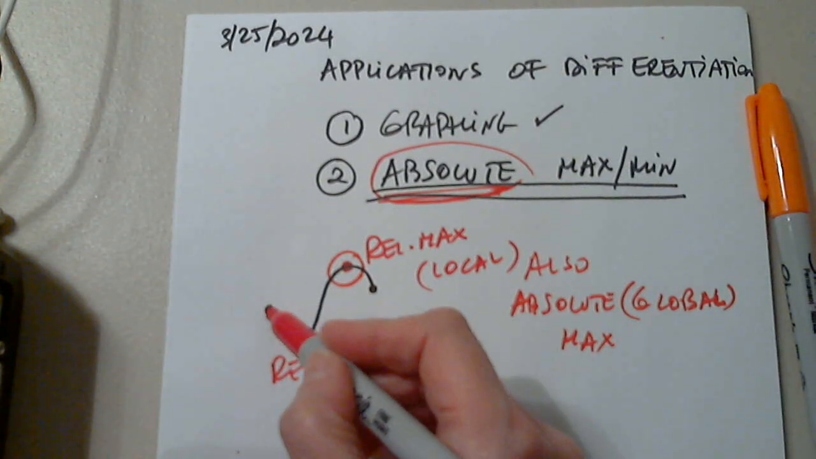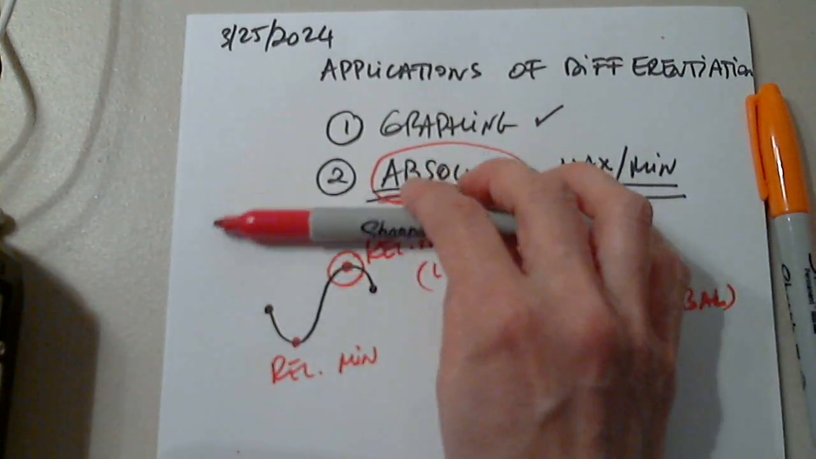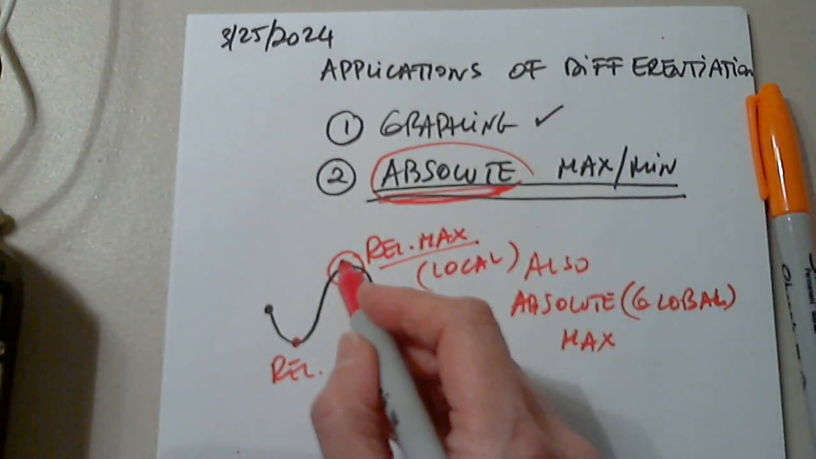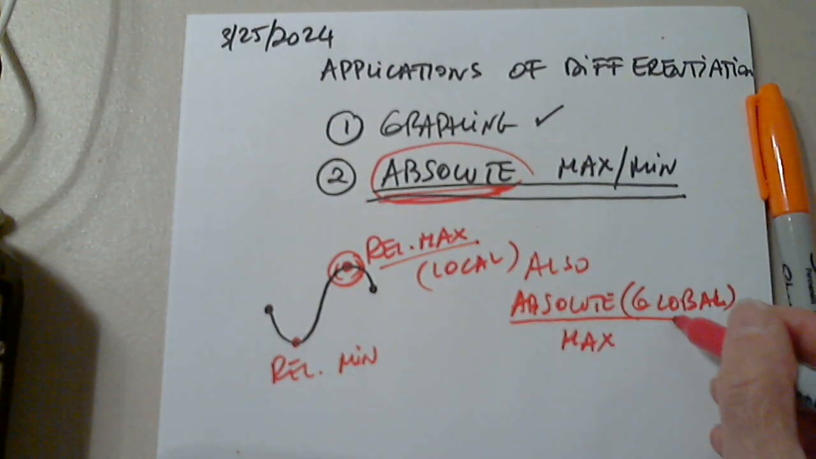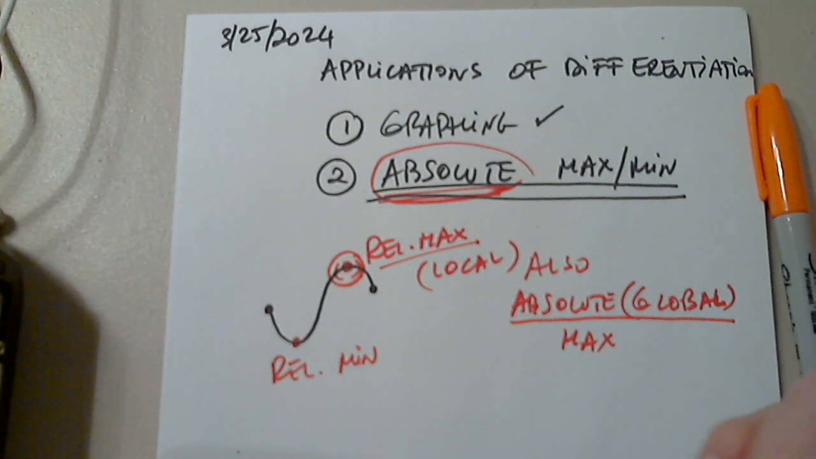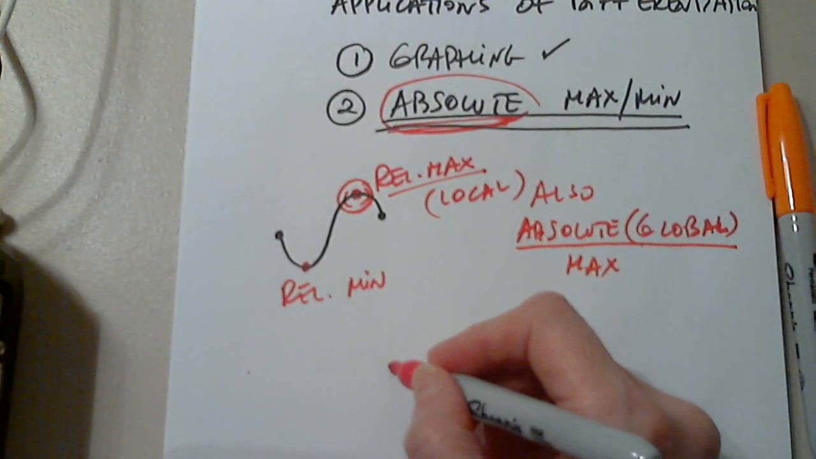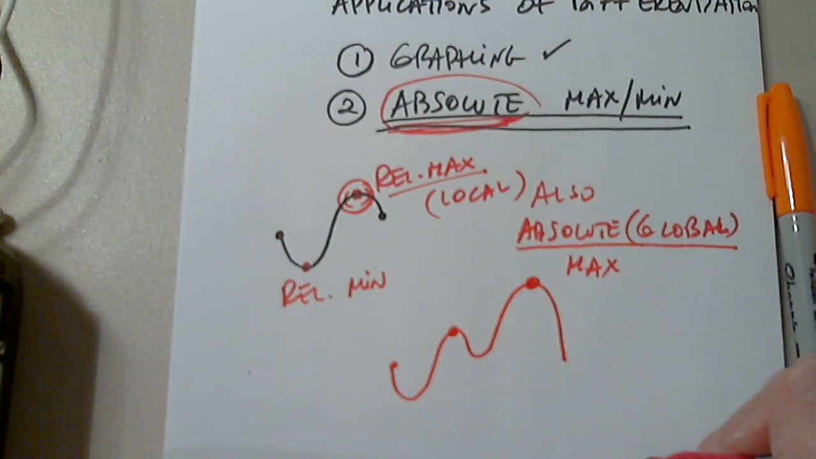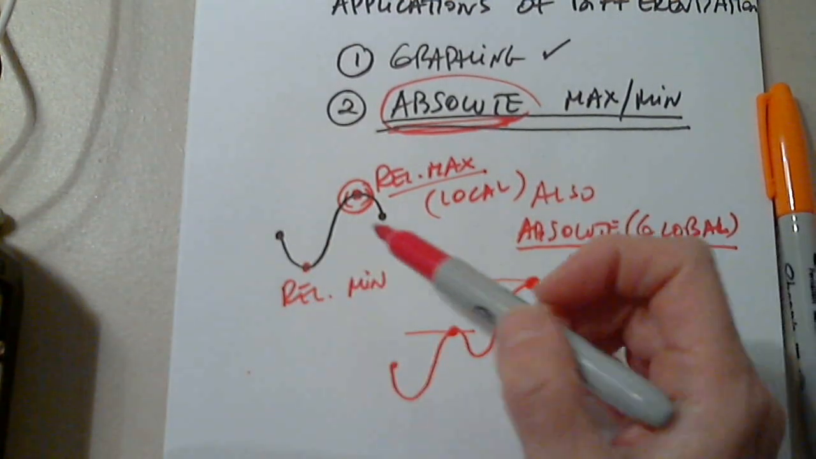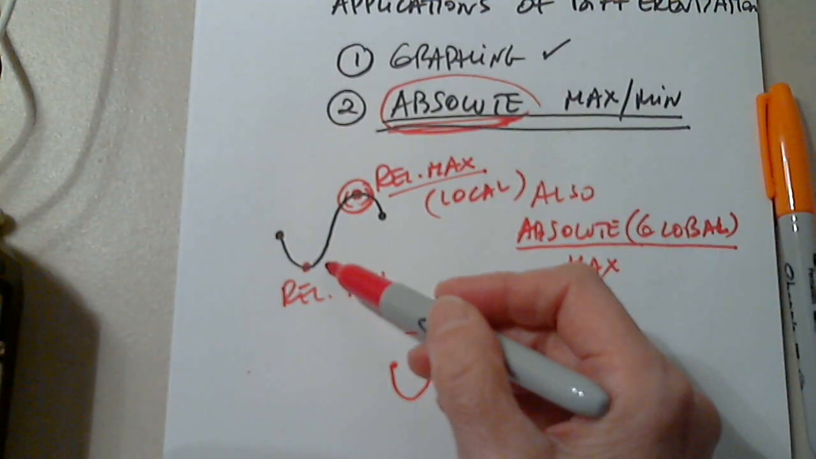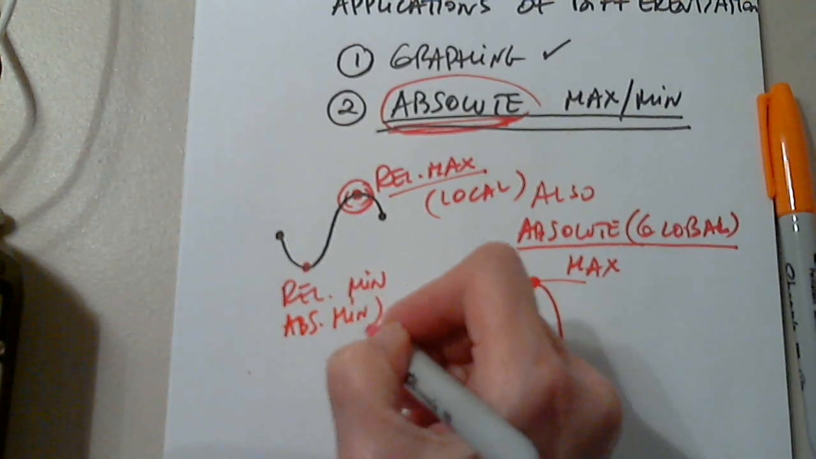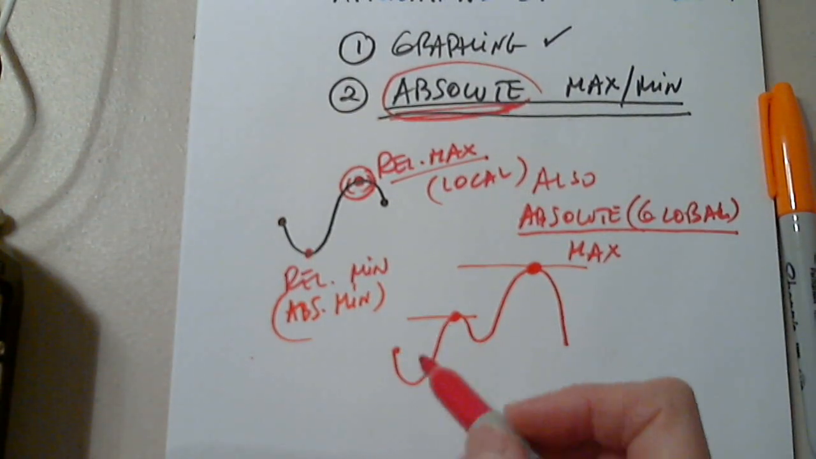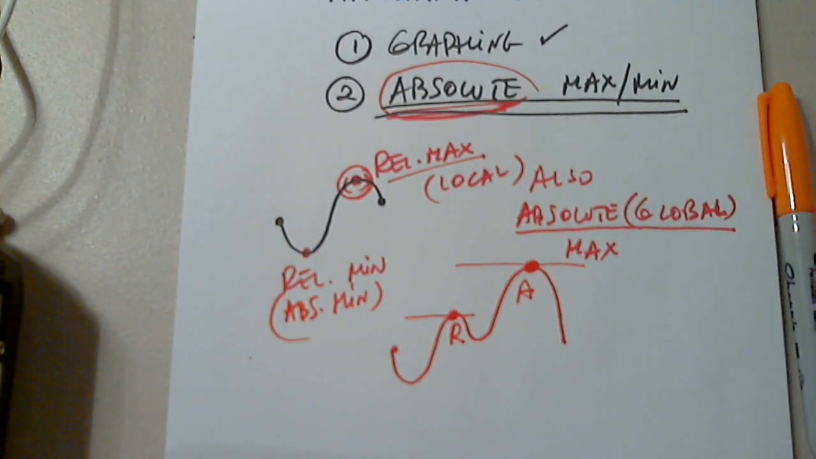What does it mean? The function starts here, ends here. There is no other maximum anywhere. This is the absolute. It's the relative because the function exists on both sides. But it's also absolute because it doesn't have any other maximum. This is it. Now, if I have this situation, this will be a relative maximum, but this will be the absolute maximum because it's a higher value than this. So in this particular case, it's the same point, relative and absolute. Same thing here, relative minimum and also absolute minimum or global minimum. Here, this is a relative, but this is an absolute. This is a relative minimum, but this is an absolute minimum.